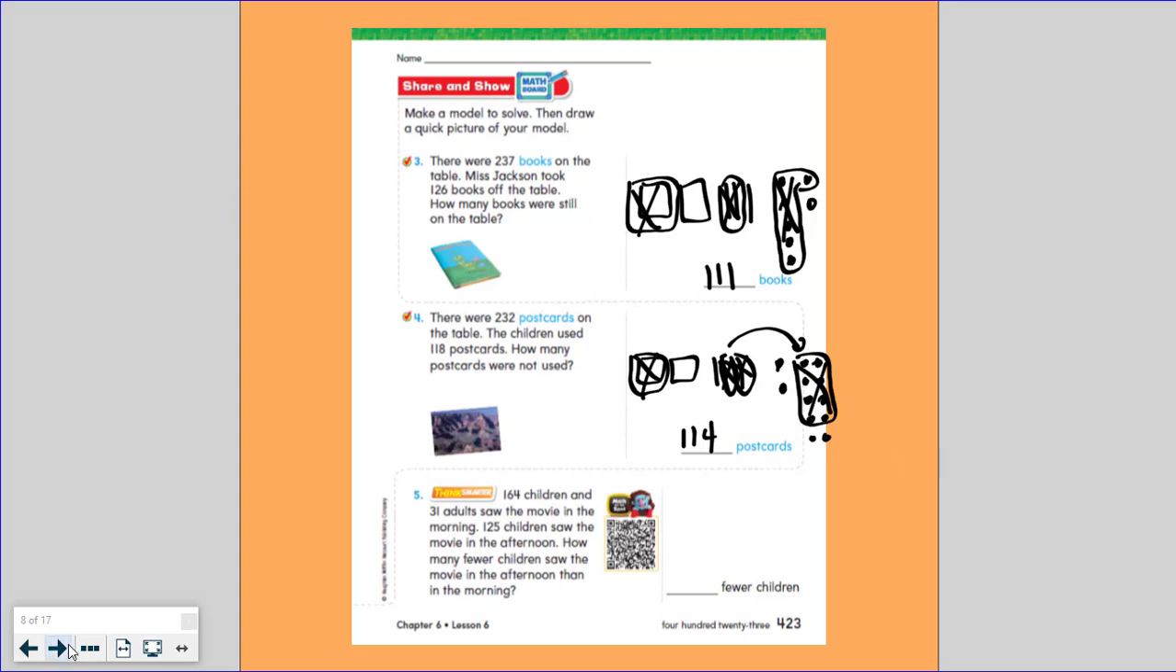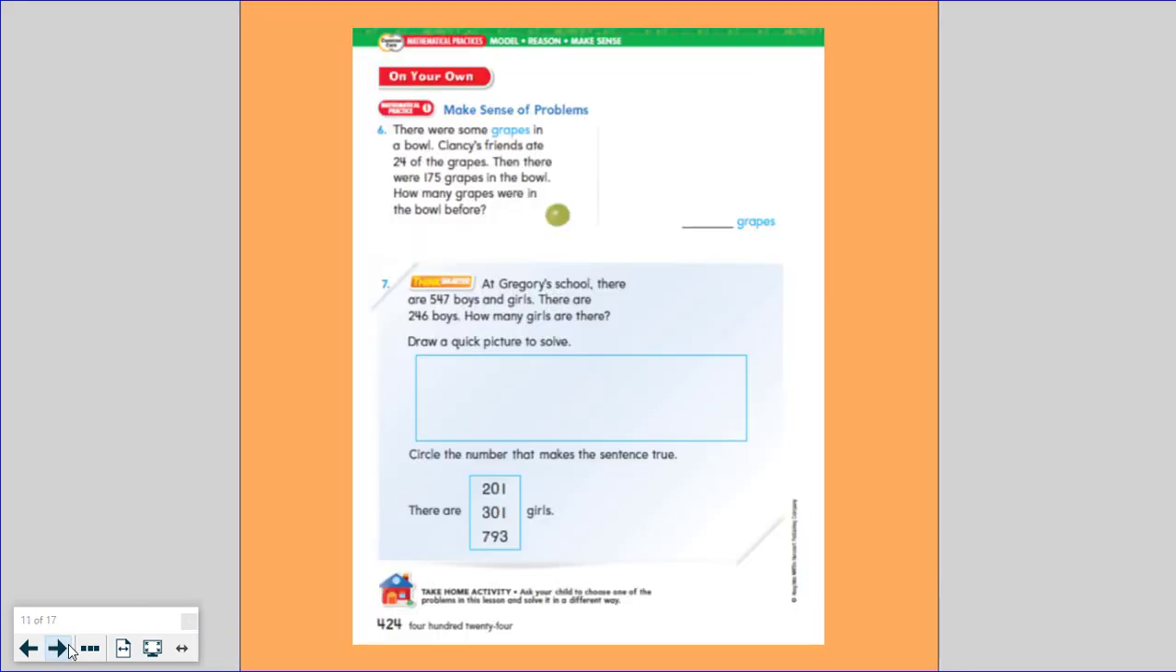Alright, let's skip to the next page and look at the Think Smarter problem. Okay, so it says, at Gregory's school there are 547 boys and girls. There are 246 boys. How many girls are there? Draw a quick picture in the box to solve, and then circle the number that makes the sentence true. There are 201 girls, 301 girls, or 793 girls. Let's go ahead and pause your video and solve number 7.